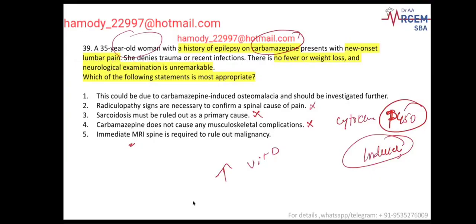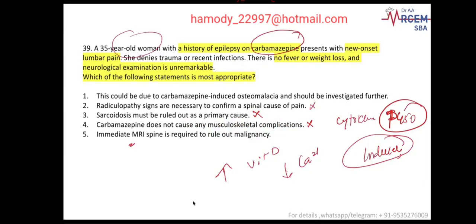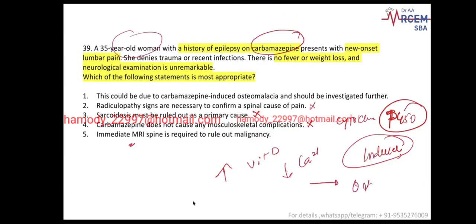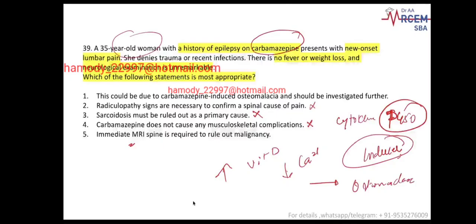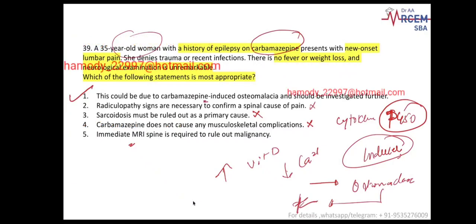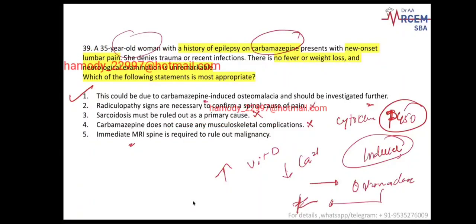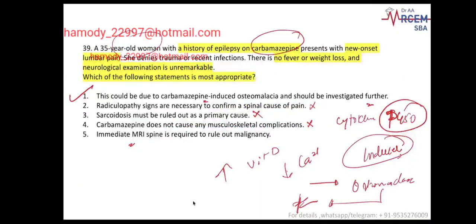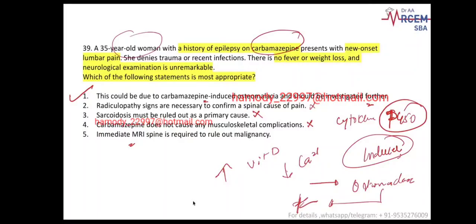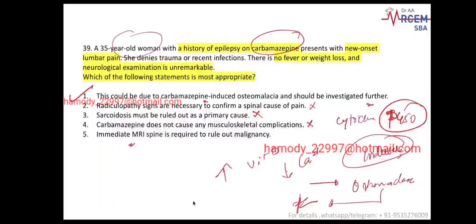So what will it result in? It will result in decreased absorption of calcium. Decreased absorption of calcium can result in osteomalacia. So osteomalacia can cause fractures. So the right statement here is that this might be due to carbamazepine-induced osteomalacia and should be investigated further. Anyone who is on carbamazepine and presents with a suspected fracture, suspect it might be because of osteomalacia. Check for vitamin D levels, check for calcium levels in these individuals.